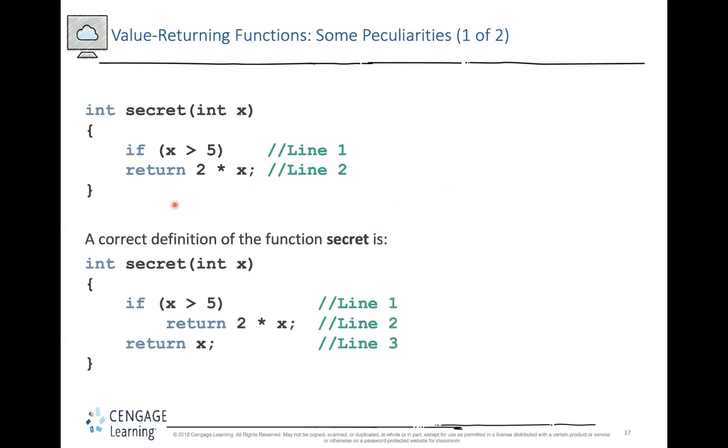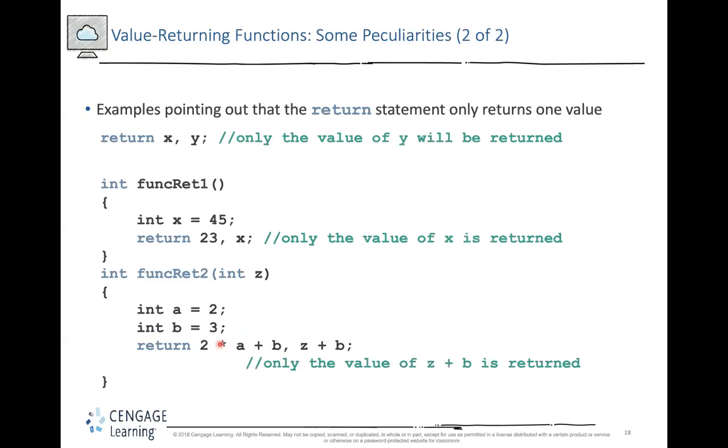This is the thing that I explained before. For a value-returning function, make sure you always return. You don't just return sometimes. This is not correct here, because you always have to return. Since you declared a return type, you always have to have a return. If it matches this condition, you return something. Otherwise, you have to return something else. Otherwise, this is just a compilation error.